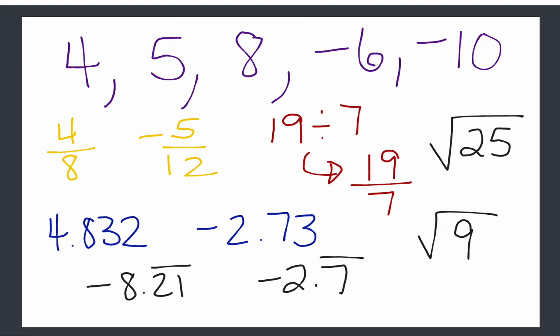Okay, you can also have fractions that look like this. You could have 0 divided by 5. That would be a rational number. It's a fraction, and you can divide 0 by a number.